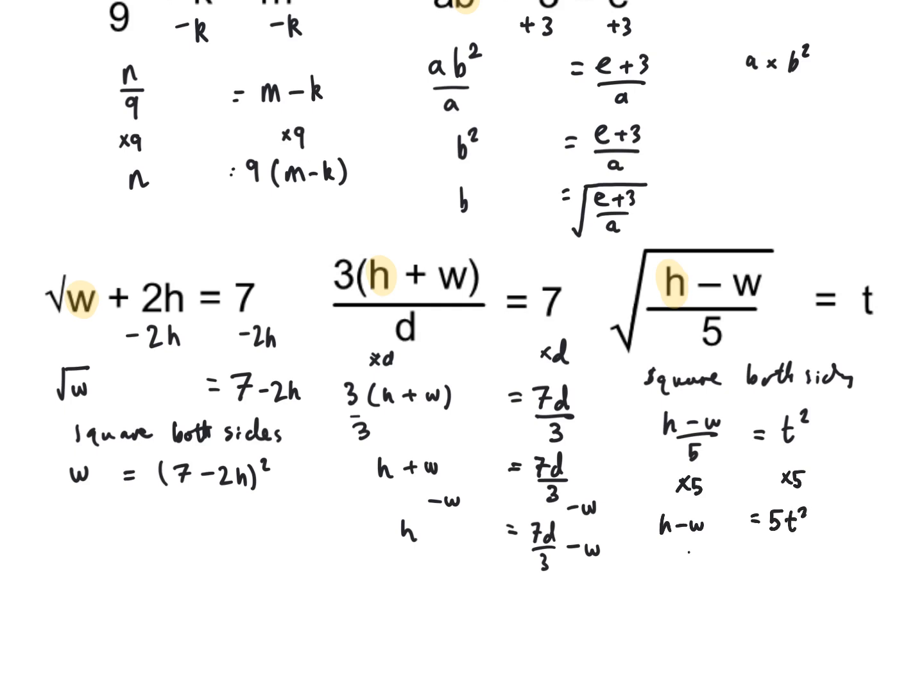H is almost on its own. We need to get rid of the minus w by adding w. So we add w to each side. It's going to leave us with h equals 5t squared plus a w. And those are all questions that are at National 5 level.